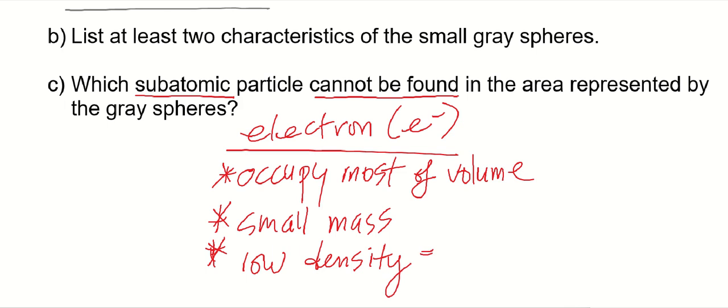Why? Because again, the mass is very low, and the space occupied by the electrons is very, very high. Now, electrons are very tiny particles, but the space that they occupy is most of the atom. All right.